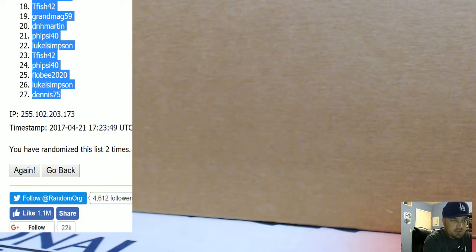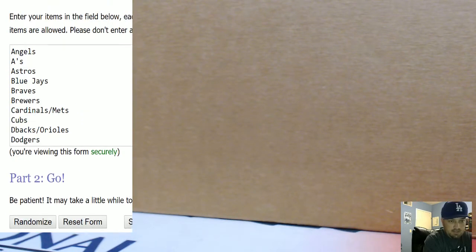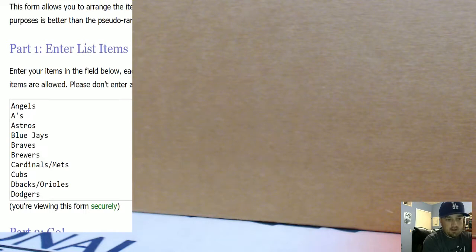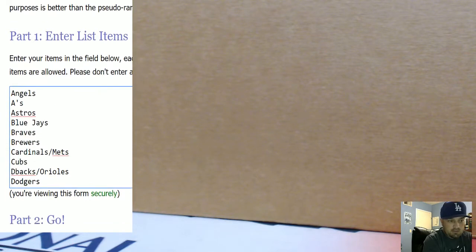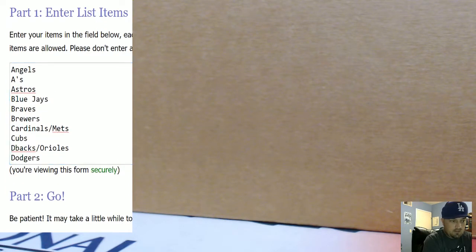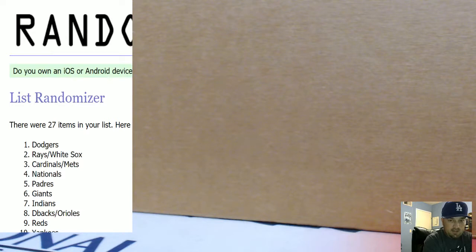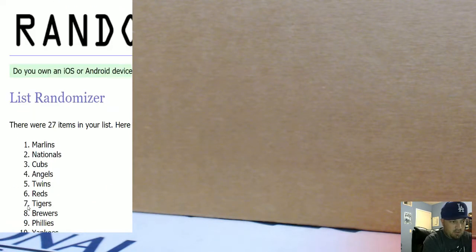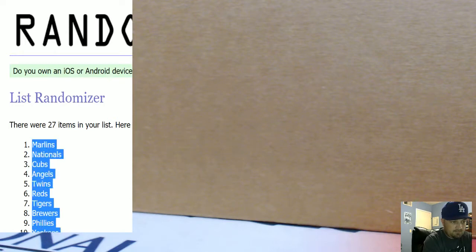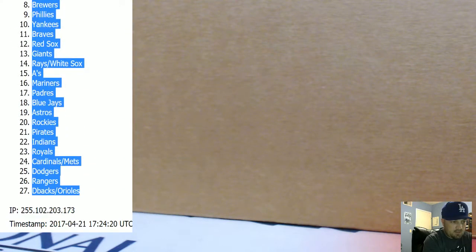Alright, on to our teams here. Again, 27 total spots. We've got the Cardinals, Mets, D-backs, Orioles, and Rays, White Sox. Those are our three combos. Two times. Good luck. One. Second and final, and two. We got the Marlins to the top, and the D-backs Orioles combo to the bottom.